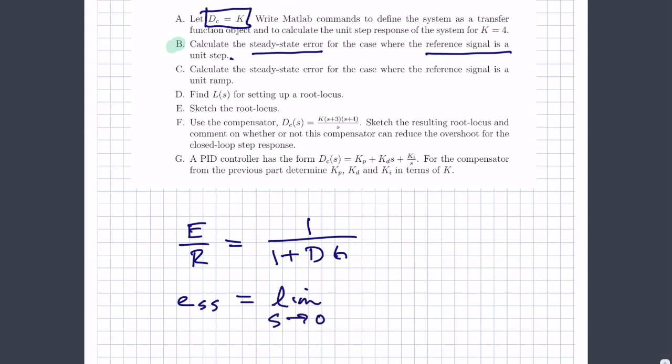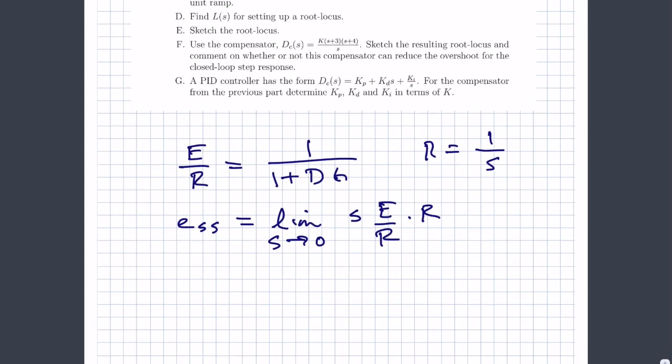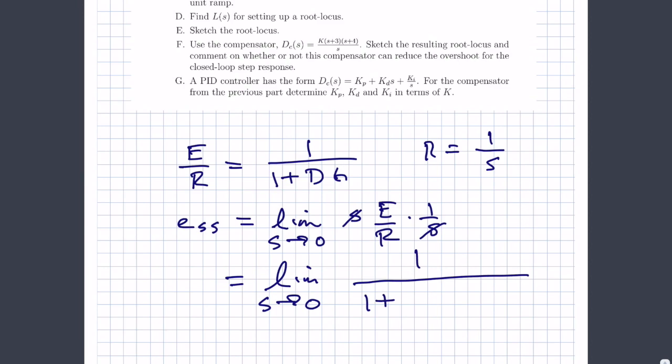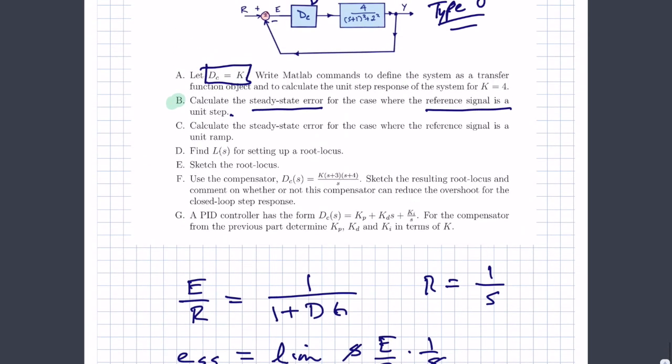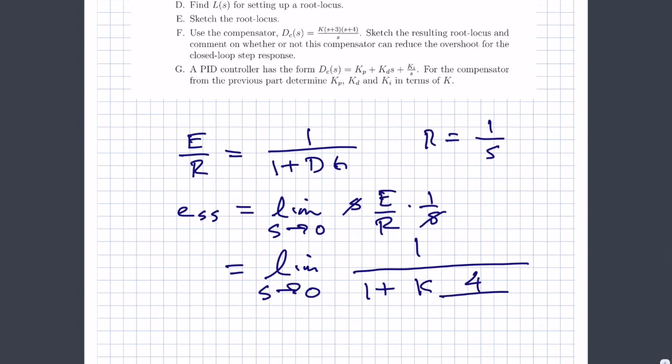So we can do the limit as s goes to 0 of s times the transfer function times the input. In this case, we're doing a unit step, so R is 1 over s. So we make that substitution, and these s's cancel. And so in fact, what we're looking at is the limit as s goes to 0 of the error transfer function. The transfer function for D is K, and G is 4 over (s plus 1) squared plus 2 squared.